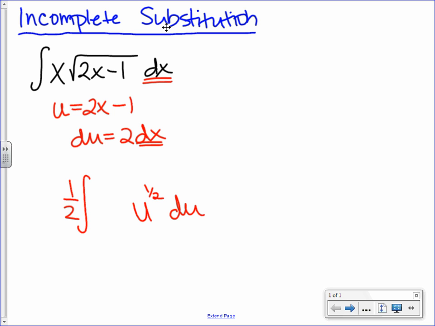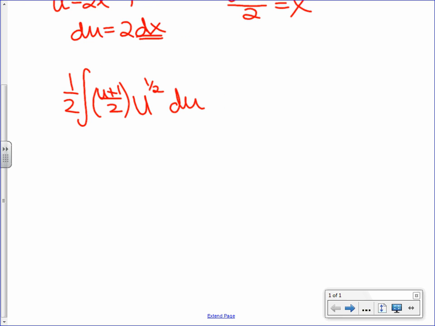Is that okay? So we have that x there. Is it okay? Everything right here is in terms of u. Is it possible to write this x right here in terms of u? Yes. Couldn't we say that u plus 1 and then divided by 2 is the same as x? And now we have an integral that we can actually go ahead and go through. Take the antiderivative.